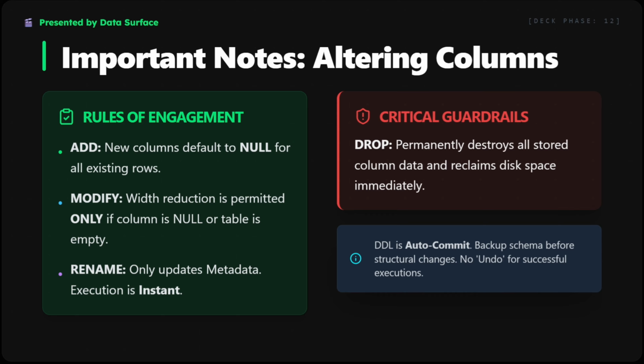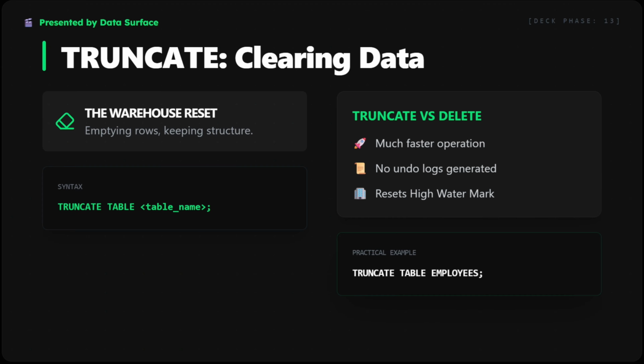The drop permanently destroys all the stored column data and reclaims the disk space immediately. Once you drop it, it is auto commit. You cannot revert it. So please be careful while dropping the object. Double check or take a proper backup, then only go with the dropping. Okay, so now we have completed create and alter. In alter, again, add, modify, rename, drop. These are the 4 subcommands. Right. Now moving to the truncate.